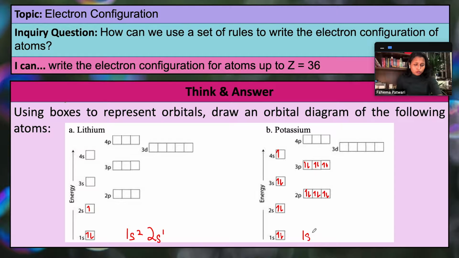1s2, and this time in 2s, there's also 2 because it's full. And you'll notice that the s sublevel is always filled by 2 electrons. P is filled by 6. P can take a maximum of 6. And then 3s again, that's 2. Forgive my handwriting. 3p is maxed out with 6, and the 4s is not maxed out, it only has 1. So we just write 1. All right, so this is the full electron configuration for potassium.